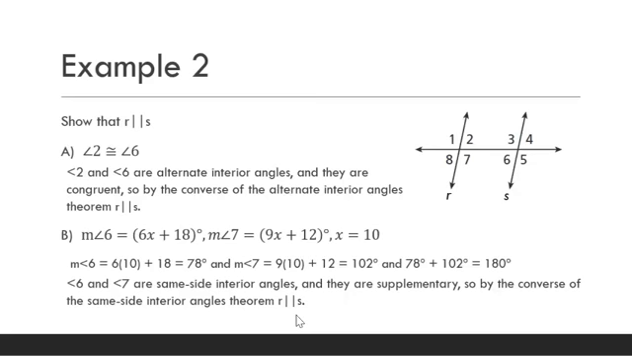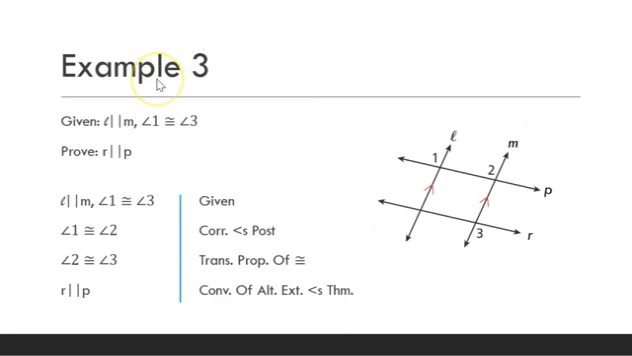Now we have one more example. It's a proof, so we're going to use these theorems in a proof. In example 3, they asked us to prove that R is parallel to P. So that's this line here and this line here. And they've given that L is parallel to M. So this line is parallel to this line. They've also told us that angle 1 is congruent to angle 3.